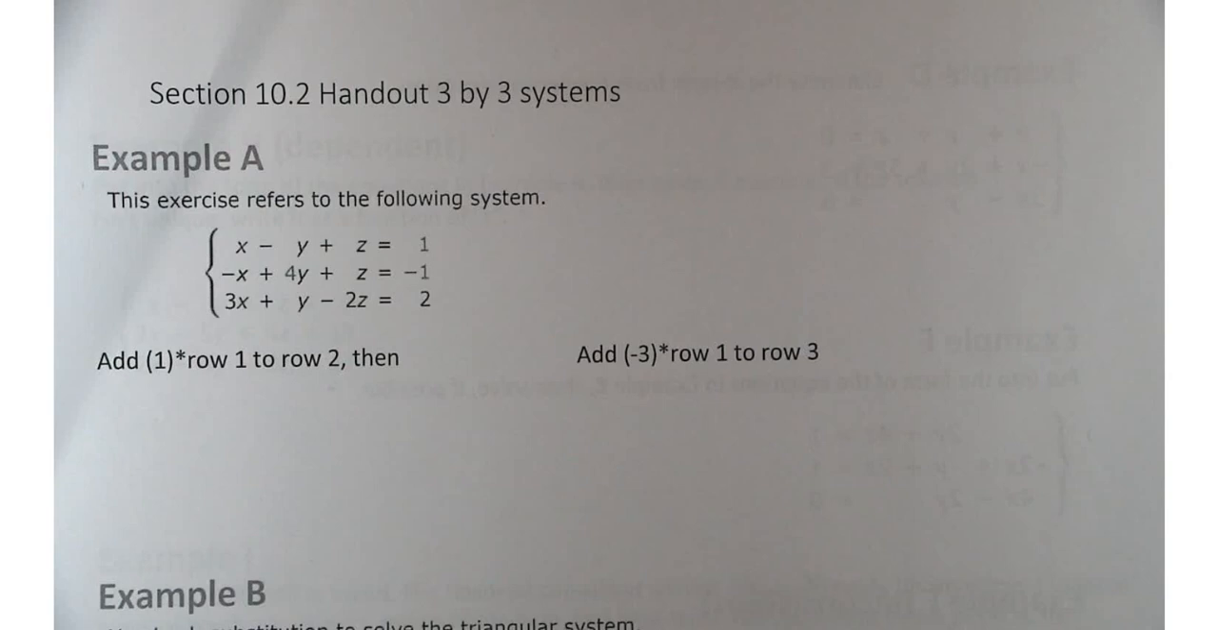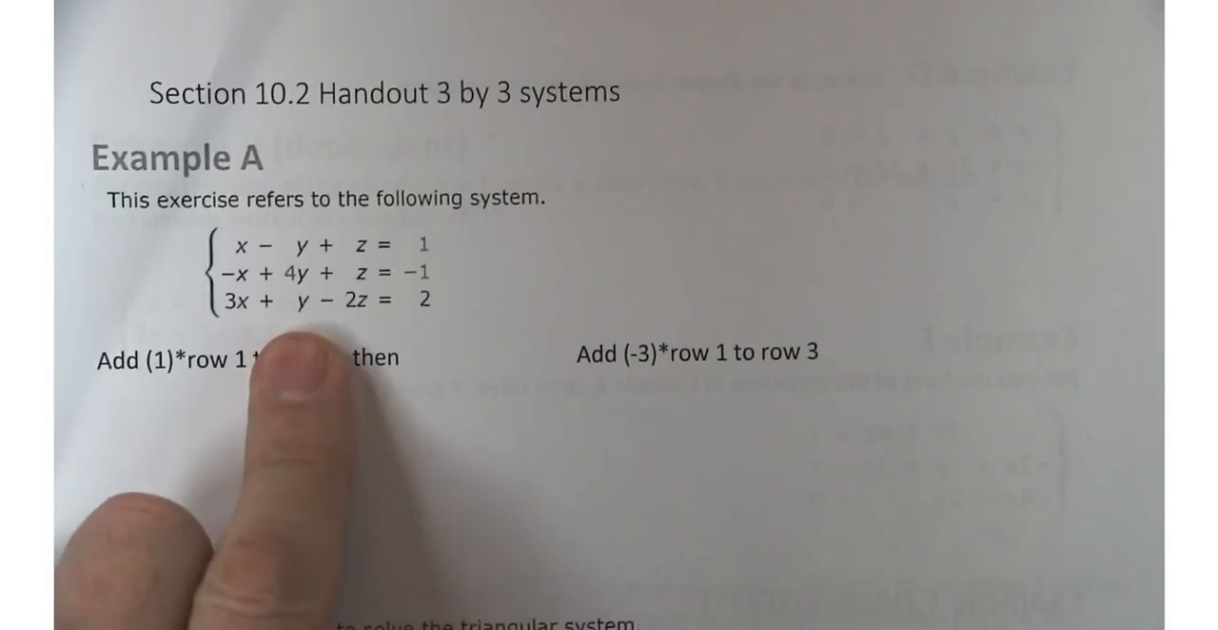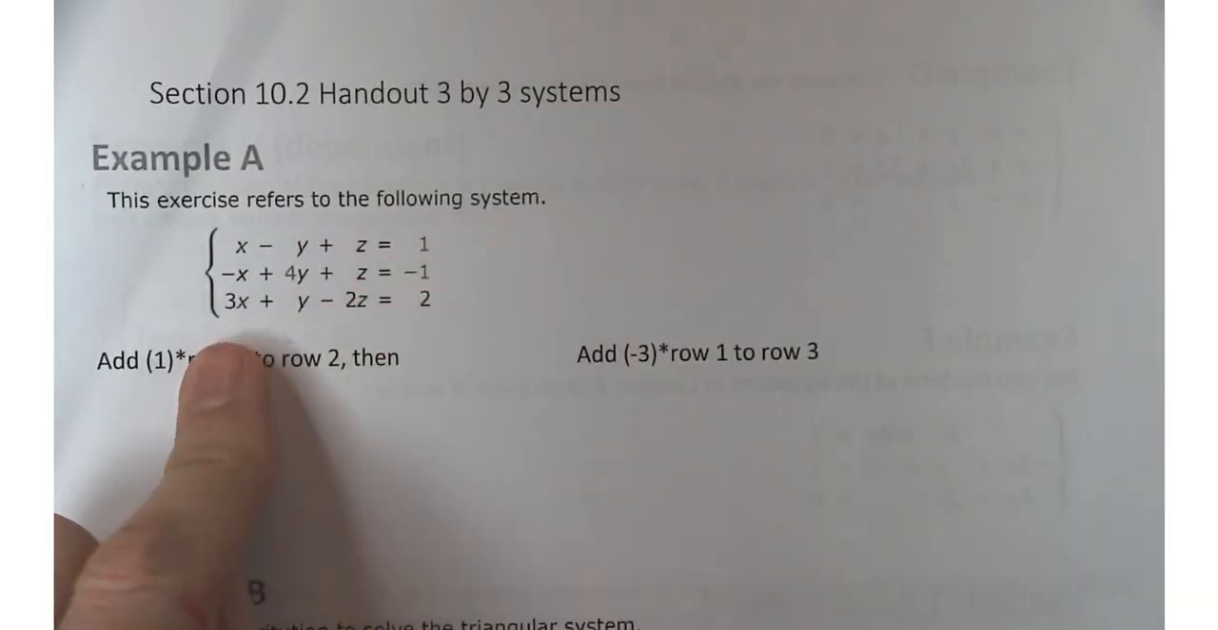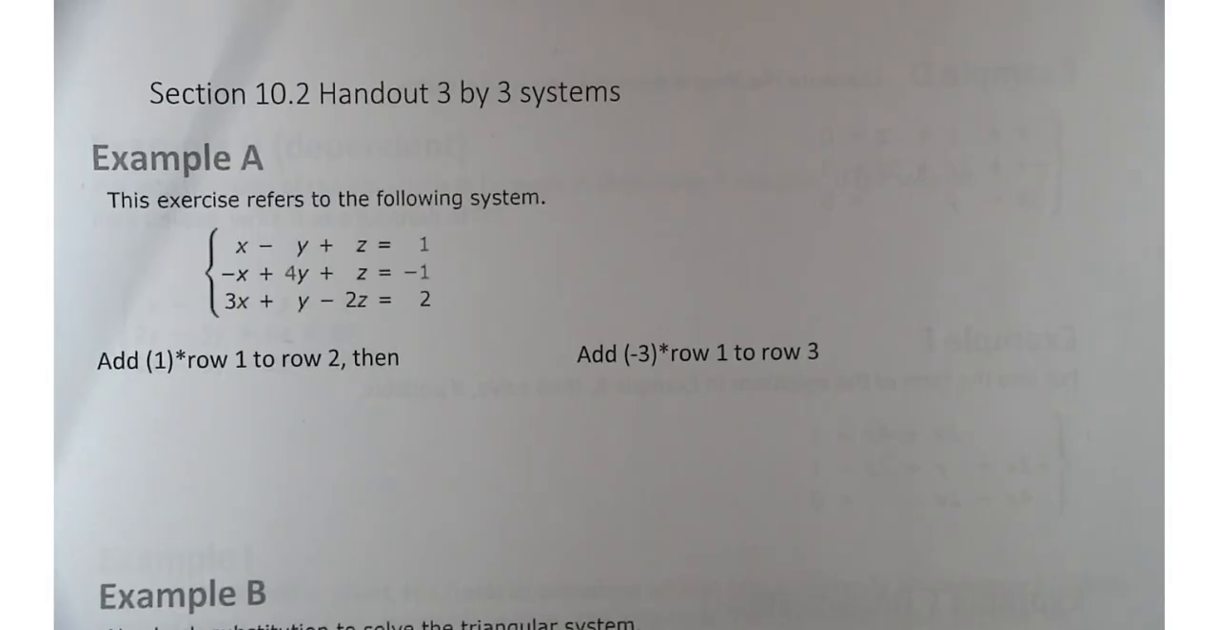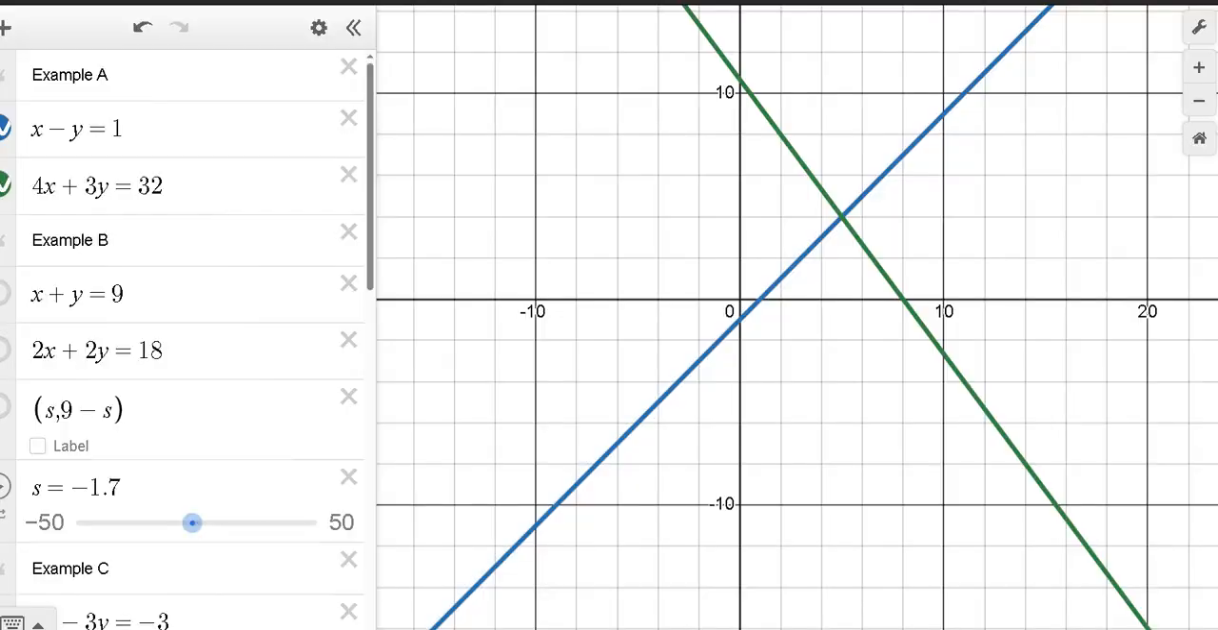So section 10.2 is going to discuss 3x3 systems of equations. What that means is 3 equations and 3 unknowns. Now, before we dive into this too much, let me help you recall some of the stuff we realized in section 10.1 about 2x2 systems of equations.